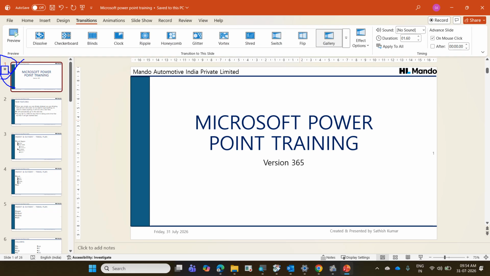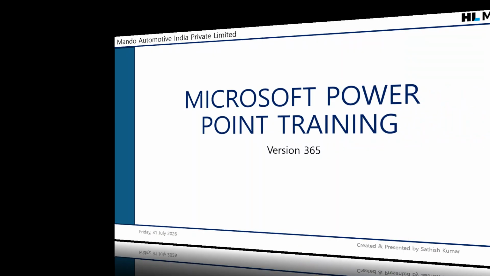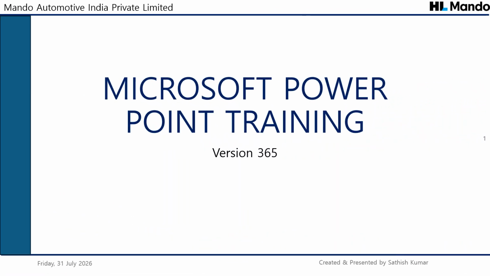Now let me run the slideshow and check. I press F5. Yes, it's animated here. But this animation is coming from left to right. Can I change the direction? And this animation is a little bit faster. Can I make it slower?